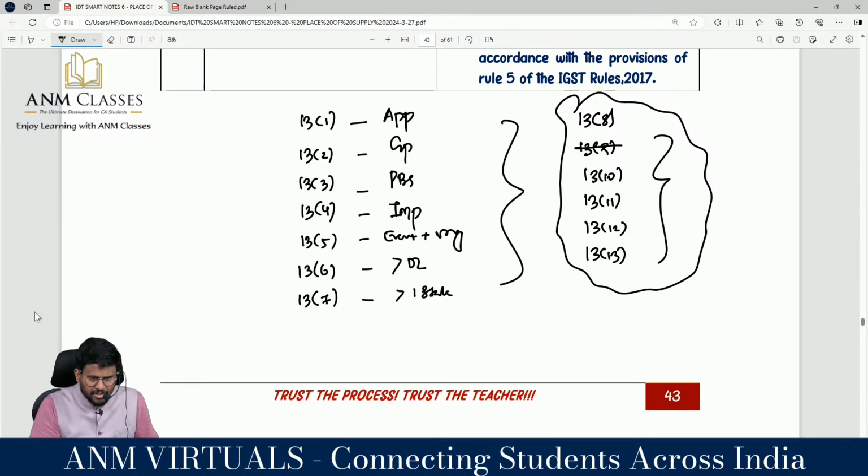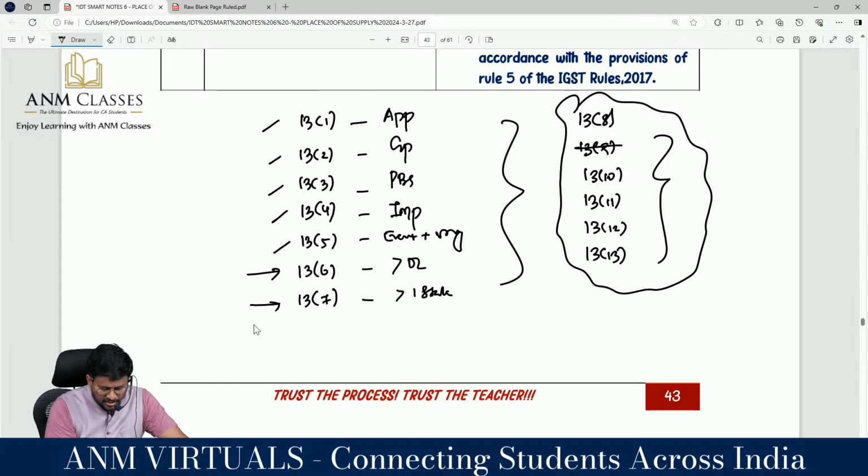Section 13 is the target. 13.1 applicability. 13.2 general provision. 13.3 performance based services. 13.4 services relating to immobile property. 13.5 events and organization of events. We all understood that 13.6 and 13.7 are supporting sections for 13.3, 13.4 and 13.5.